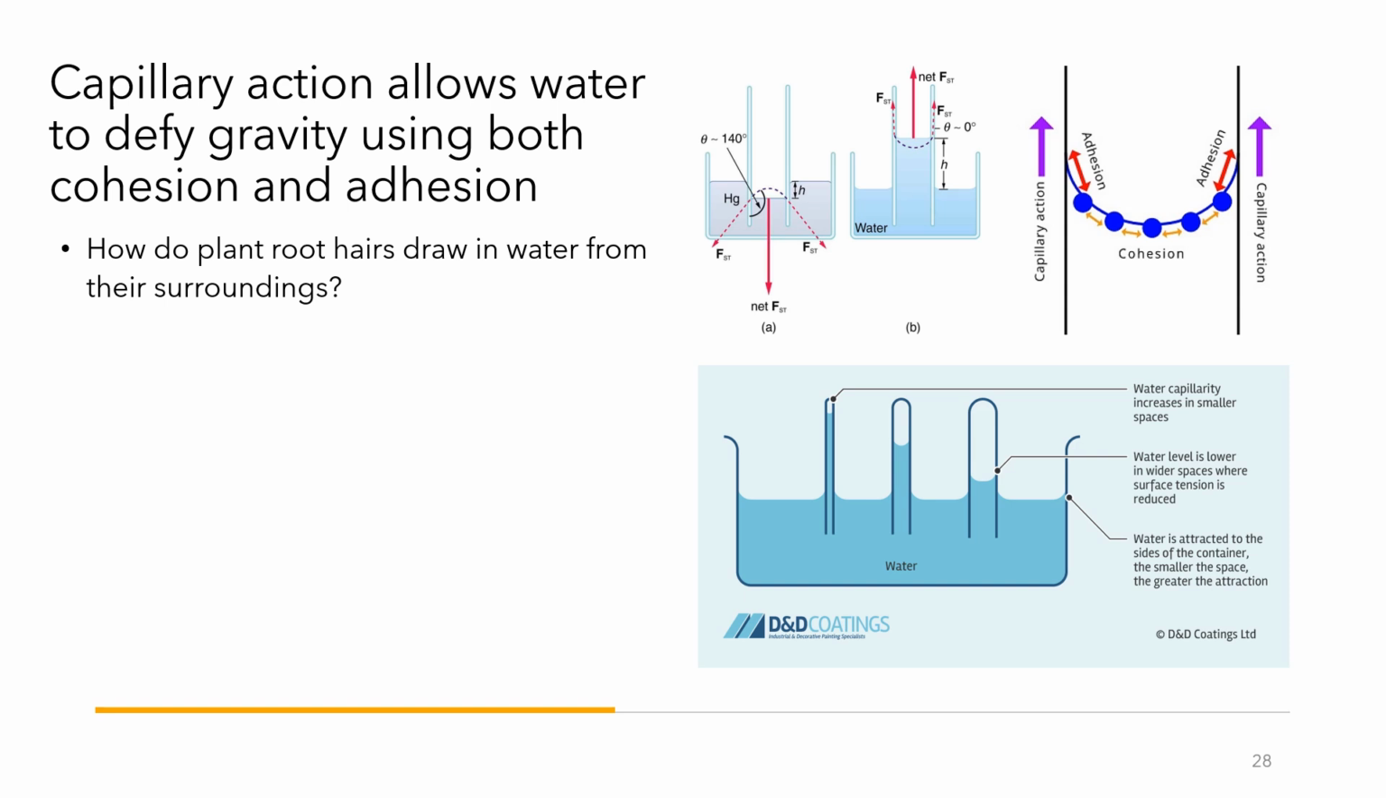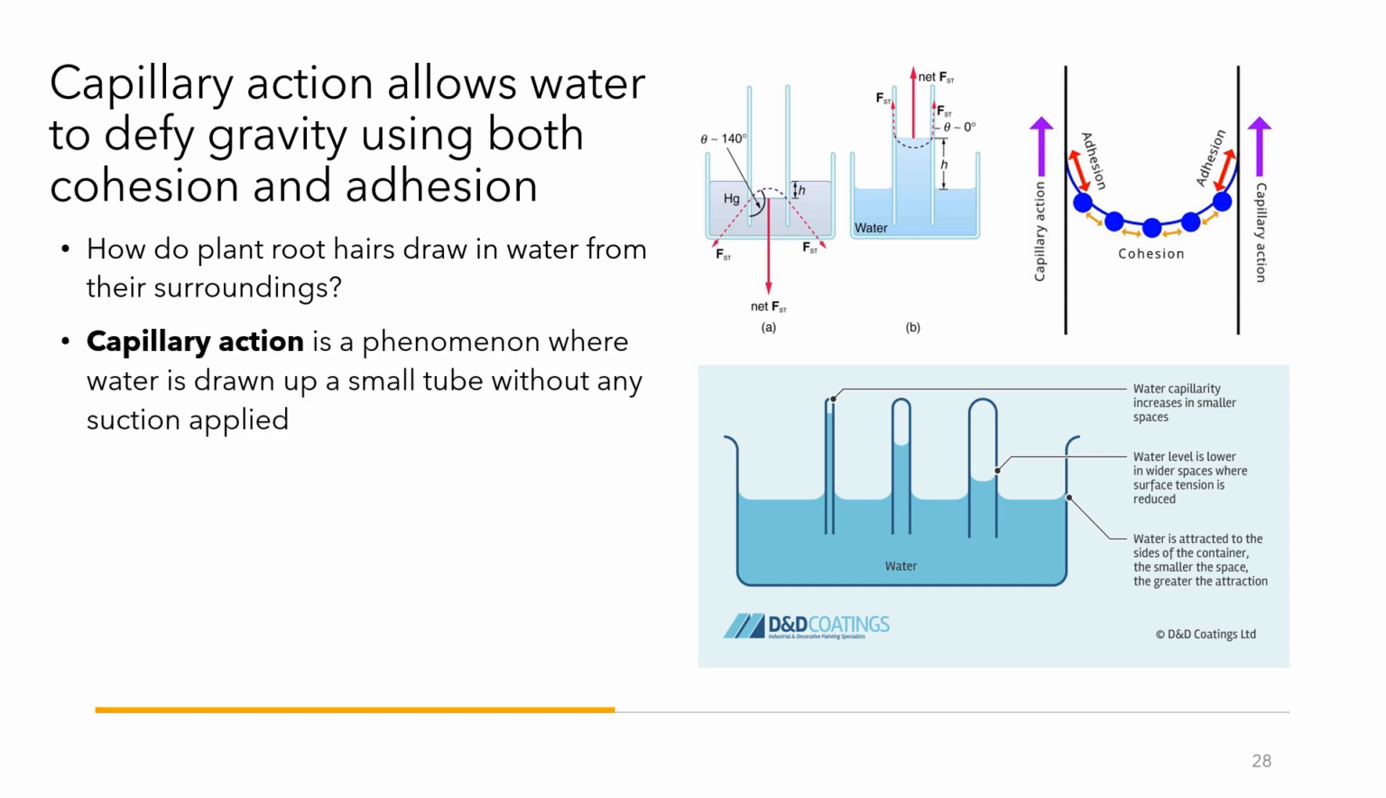They're so tiny. Well, those root hairs are actually part of the reason why the water can get into the plant. The root hairs are insanely tiny tubes, and capillary action is this phenomenon where water is drawn up a small tube without any suction being applied. So you don't have to suck up the water, it is just naturally going to start moving up this tiny tube.